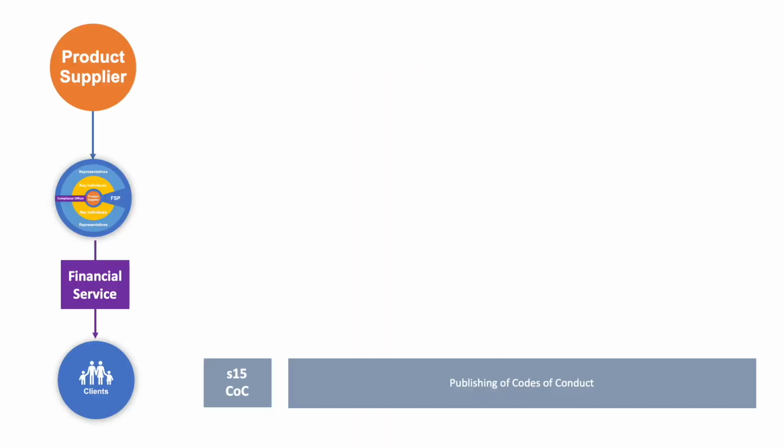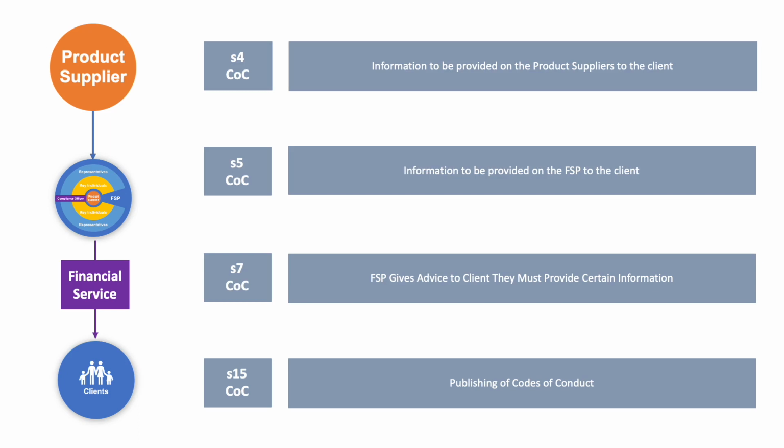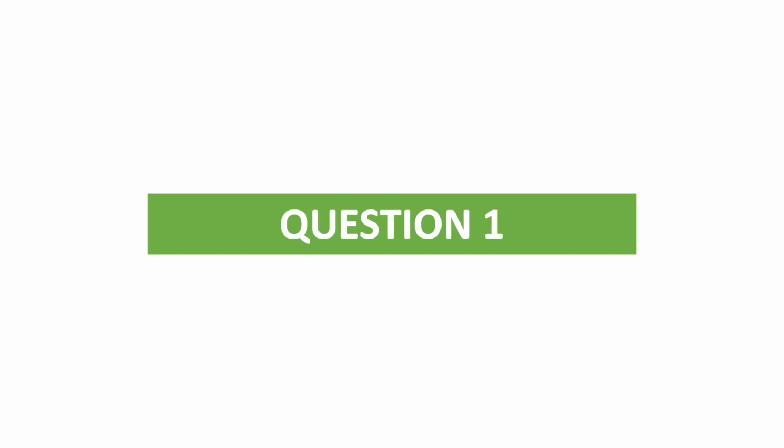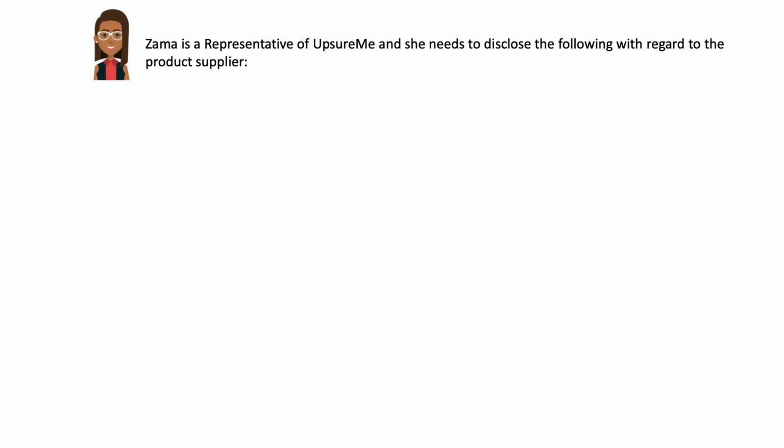We have now covered the sections dealing with the required disclosure regarding the provider, product supplier, and financial services. Let's take a look at some questions. Question 1. Zama is a representative of Upshore Me, and she needs to disclose the following with regard to the product supplier.